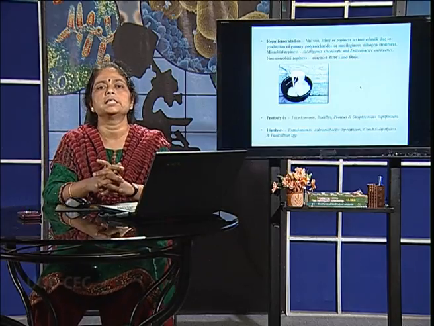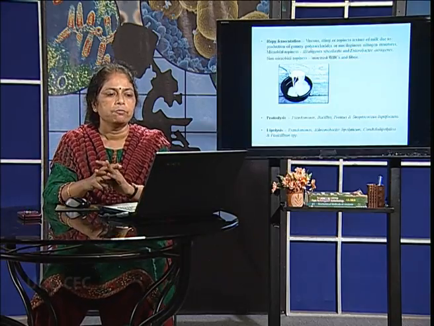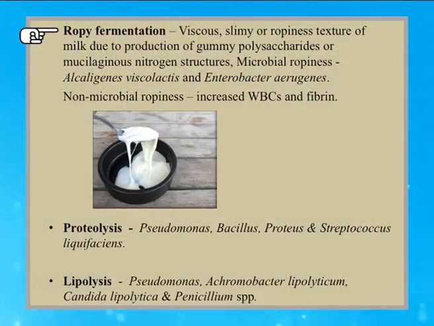Ropey fermentation is another type of spoilage of milk where we find a viscous, slimy or ropy structure of the milk appears. This is due to the production of gummy polysaccharides or mucilaginous nitrogenous structures by different species of bacteria. We can have microbial ropiness, which is caused by Alcaligenes viscolactis and Enterobacter aerogenes, or we can have non-microbial ropiness, which is caused by an increased amount of WBC and fibrin protein coming out from the animal's body.